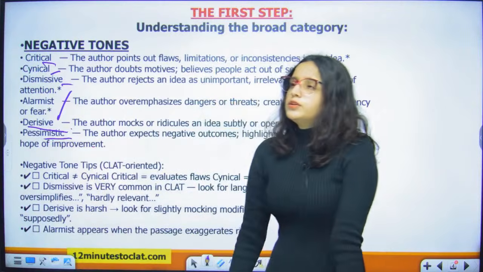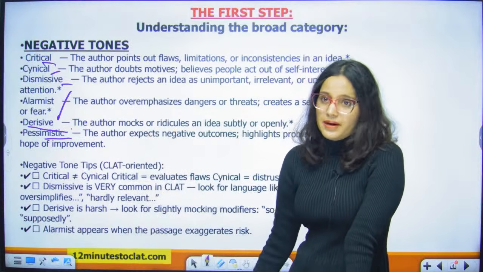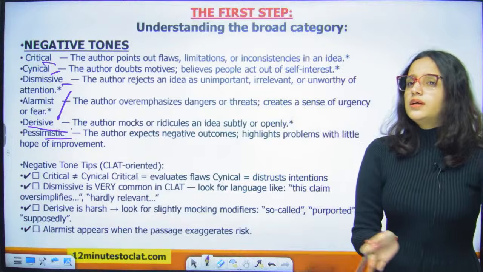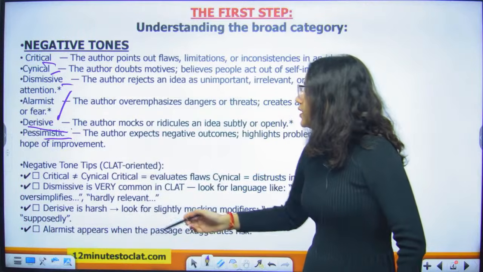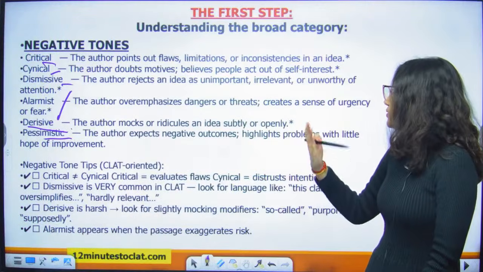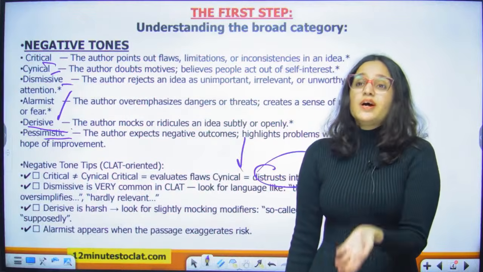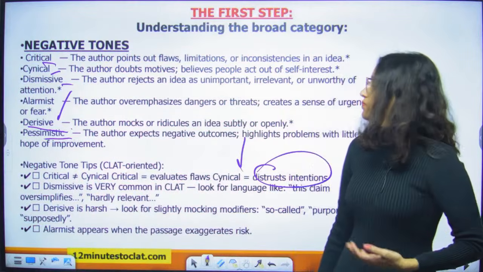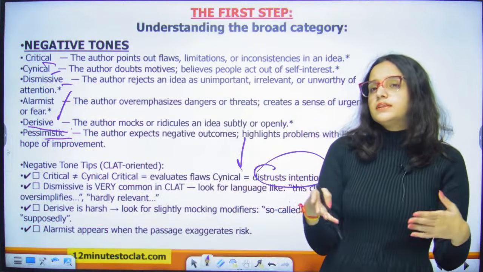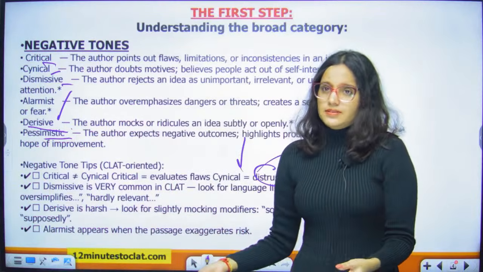Derisive, yes, you're ridiculing something, but it's not extremely sharp and bitter. Pessimistic, of course, is when you're focusing too much on the negative outcomes. Now, critical and cynical are not really the same, because critical evaluates the flaw while cynical is distrusting the intentions. Again, cynical is more facts plus emotions, feelings. Critical is more based on facts.